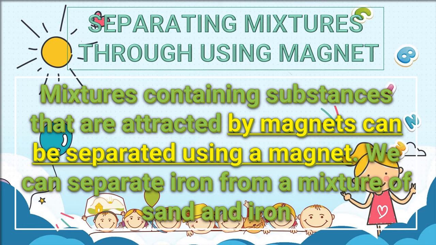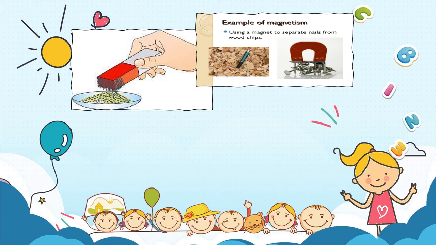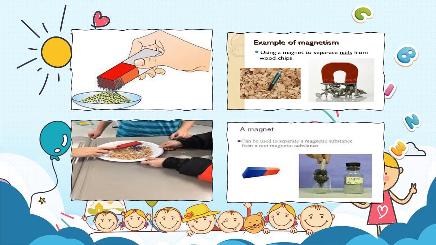Separating mixtures through using magnet. Mixtures containing substances that are attracted by magnets can be separated using a magnet. We can separate iron from a mixture of sand and iron. Here are some examples of separating mixture through using magnet.